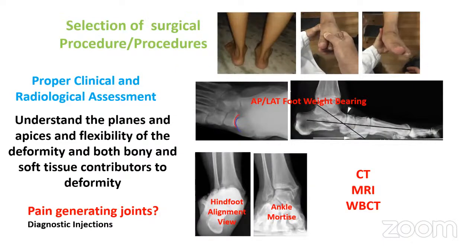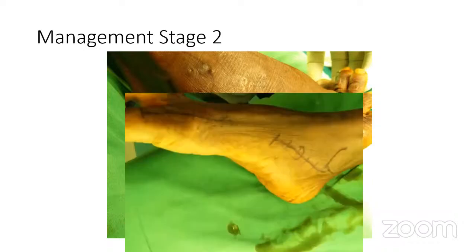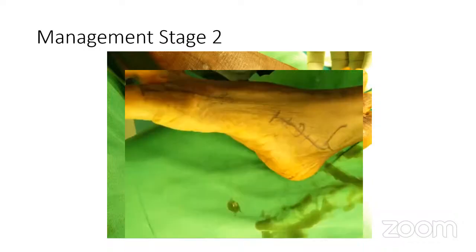And sometimes we can even use diagnostic injections, injecting some local anesthetic, to find out what exactly is causing the pain. Just a couple of cases which I thought I would show here. This is how a medial calcaneal sliding osteotomy is performed. So that's the incision to be taken, taking care not to damage the sural nerve. And this is on the medial side.